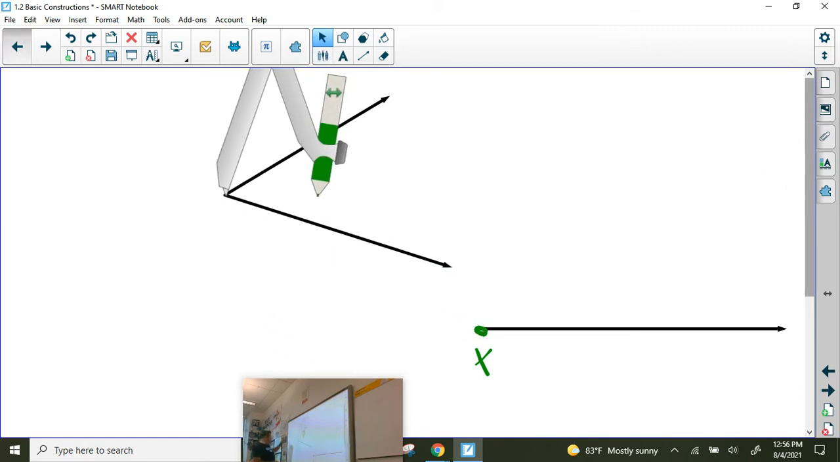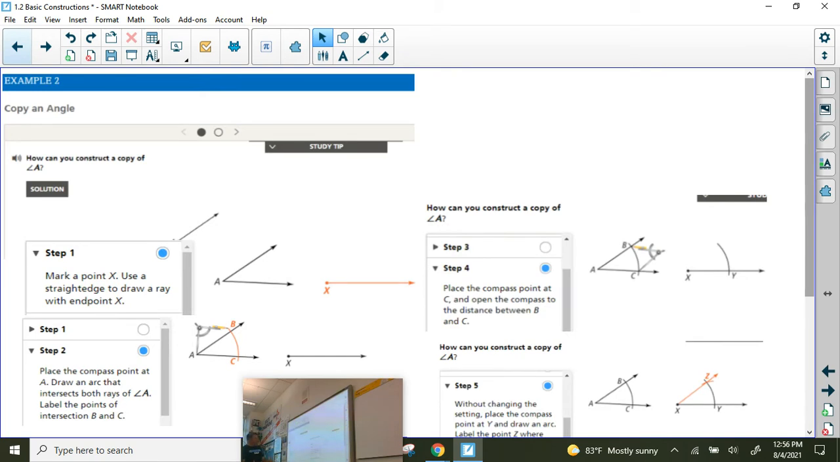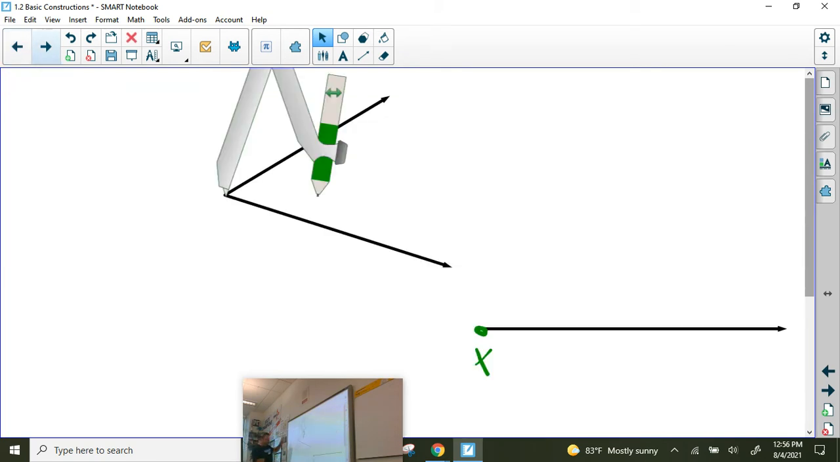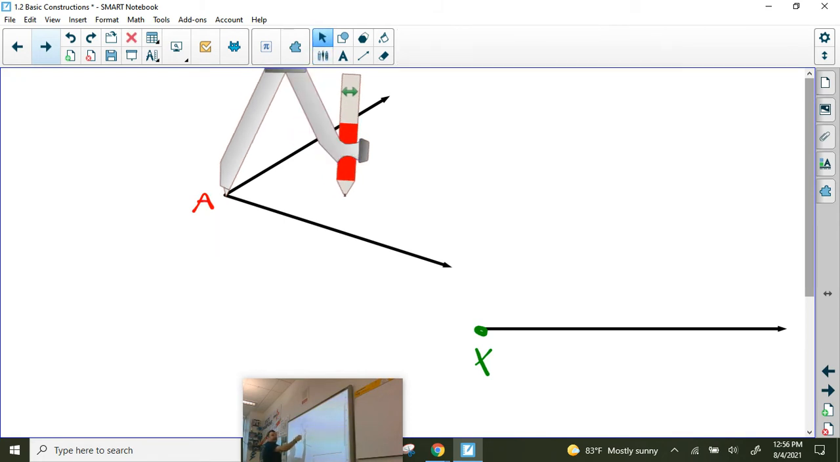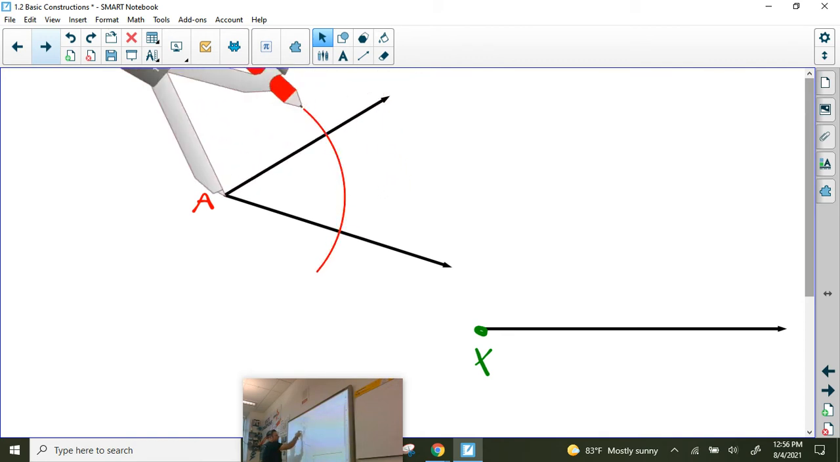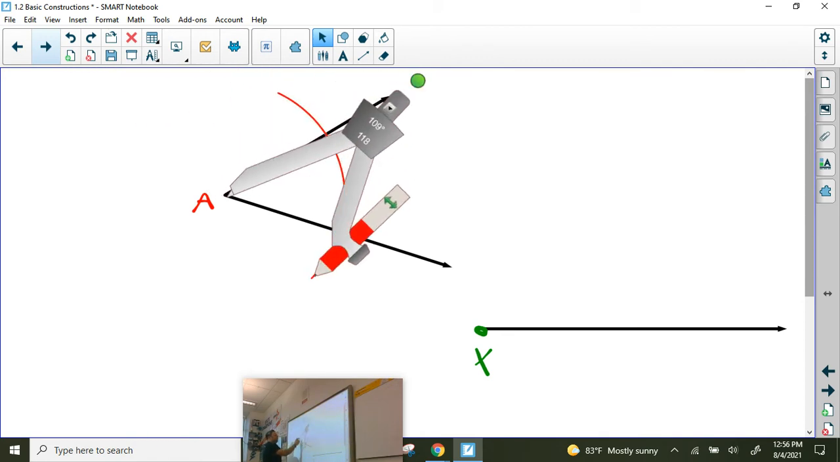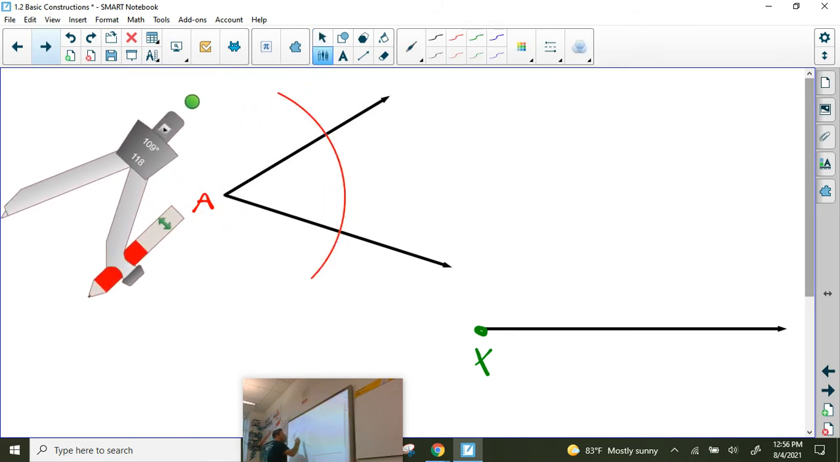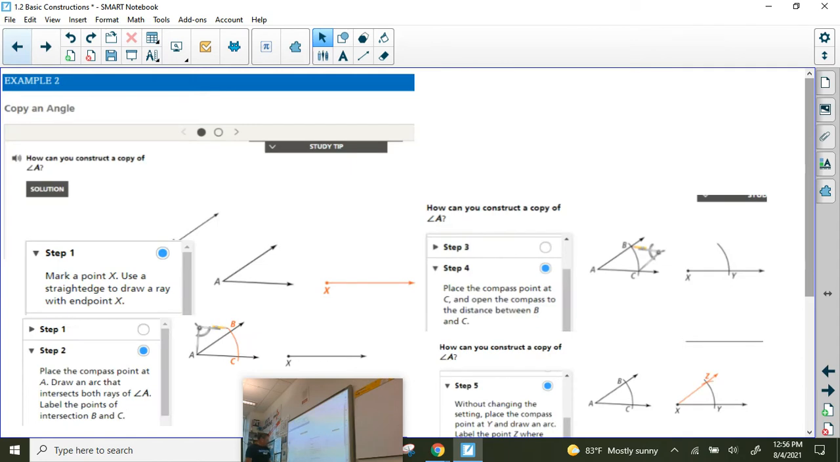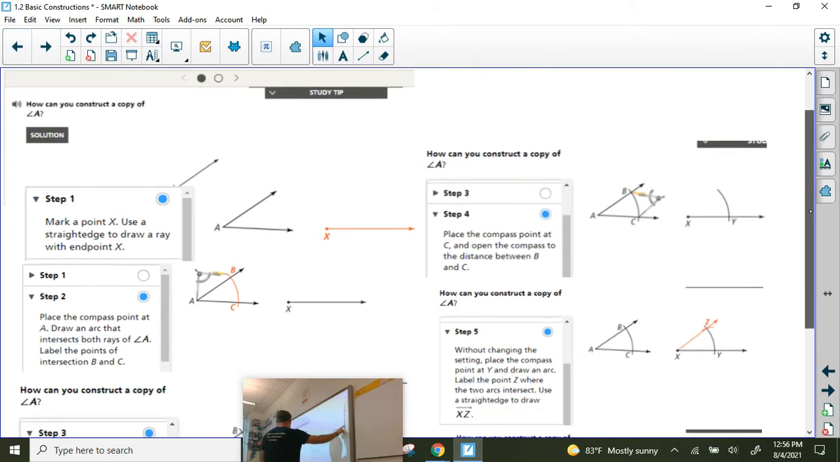Now, notice it doesn't say what length to do this as, okay? It doesn't say what length, meaning you can actually do any length you want to. So you can do it any length. It doesn't matter. Just make sure it intersects both of these, and you have B and you have C, okay? So that's step 1, that's step 2. Step 3.